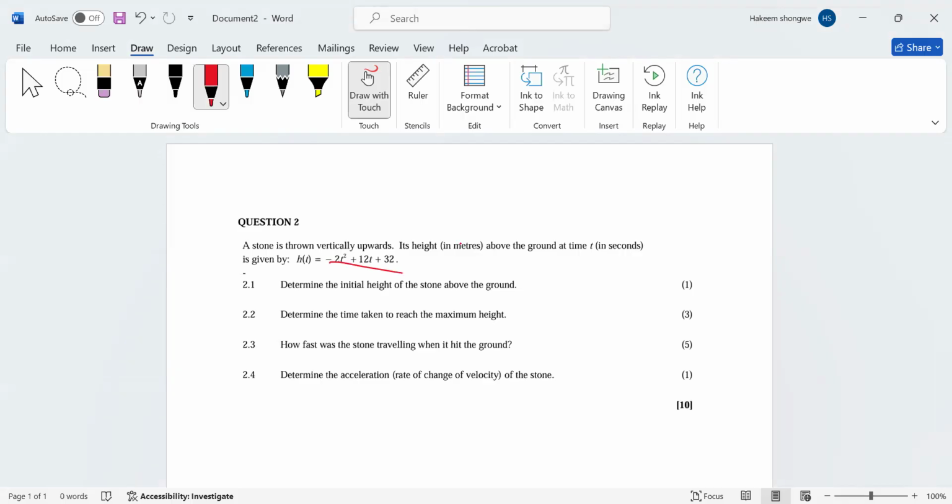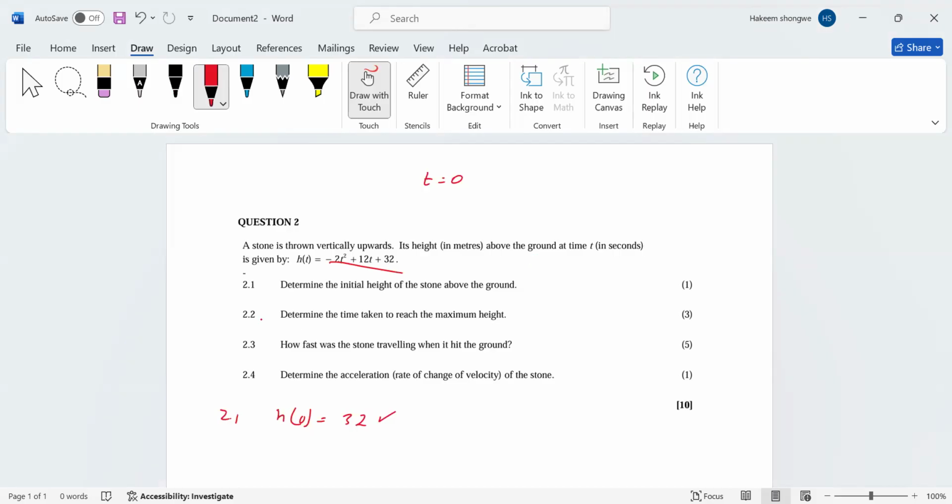Initially, every time when we start, we say our time is equal to 0. So when we originally start, in 2.1, we're going to have h of 0, which is given as 32 meters. And then they'll give us 1 mark for that.